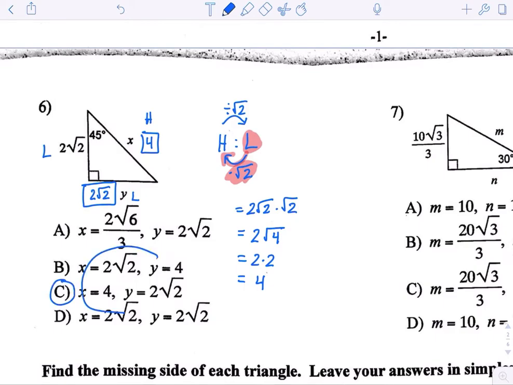Don't confuse these, right? They're the same, but then they just switch the variable. So make sure you look at your answers to make sure you're getting it correct.